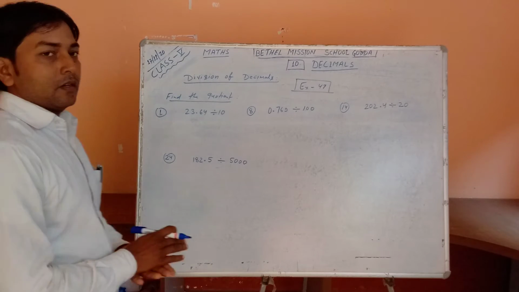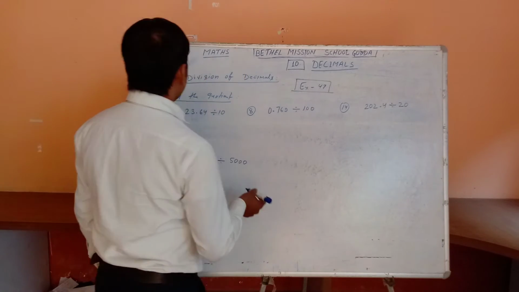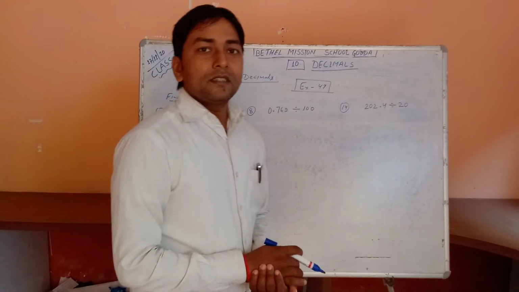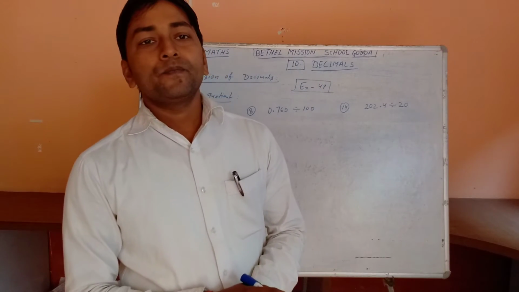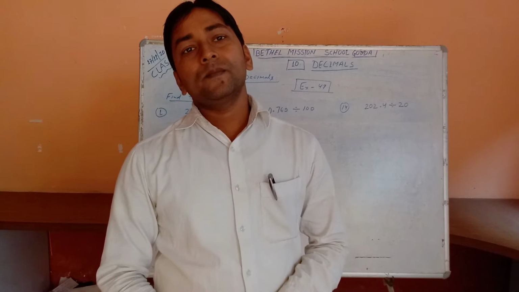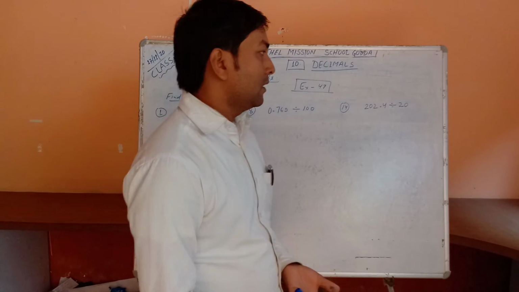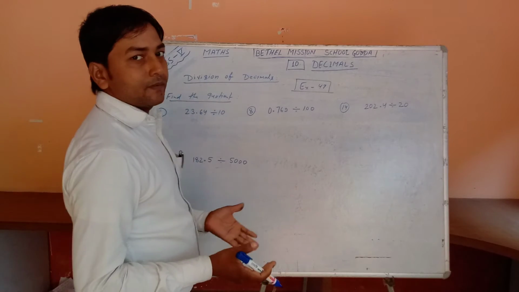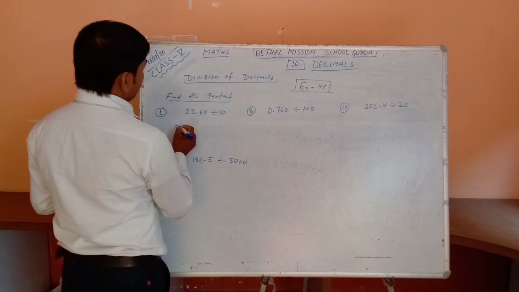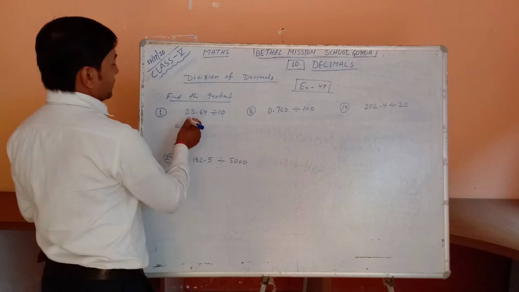Now I have taken some more examples. Exercise 47. Find the quotient. Now always keep in mind that if the divisor is 10 or a multiple of ten, meaning 100, 1,000, 10,000, lakh and crore, whatever, you don't need to divide. You only have to put the decimal according to the number of zeros.